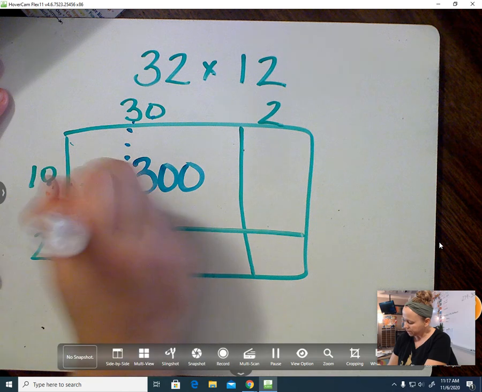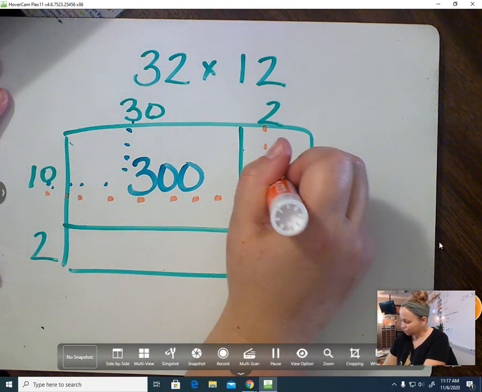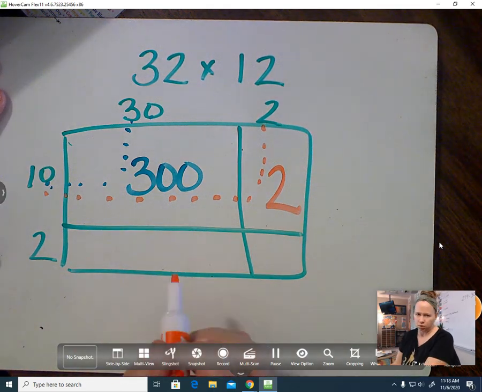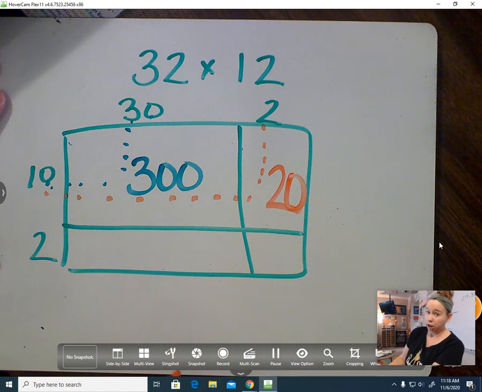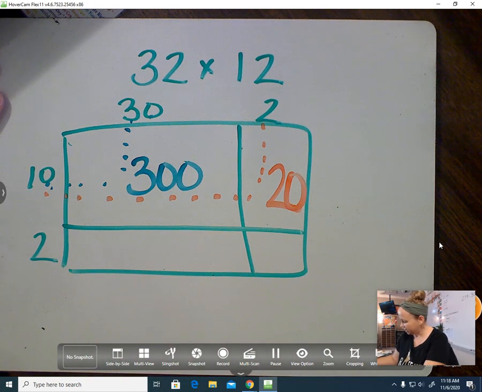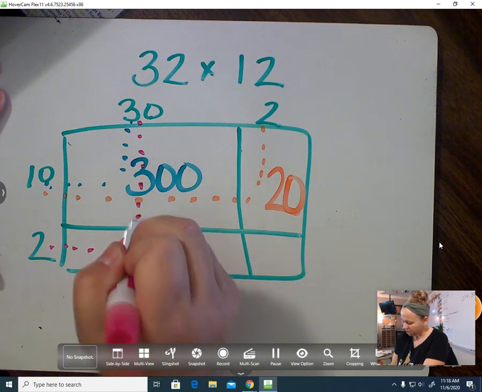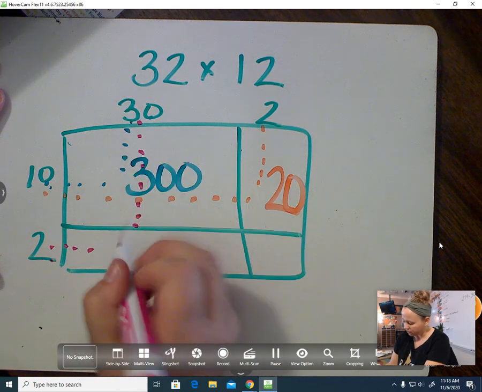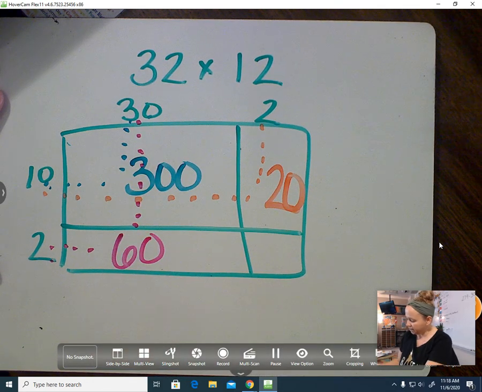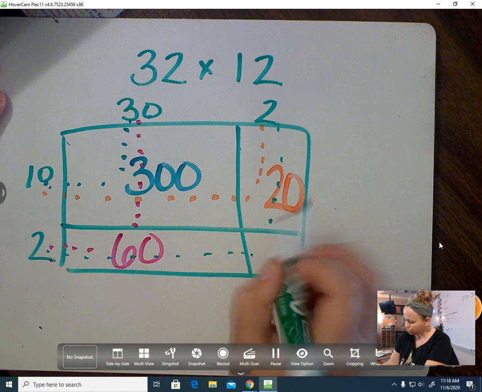Let's do this one. 10 times 2, meet in the middle, is 20. Do you have that so far? 302? Oh, whoa. 320? Yikes. Okay, how about this one? Let's see, I need pink. 2 times 30, meet in the middle. 2 times 3 is 6, and I need 1 placeholder 0. And then this last one, meet in the middle. 2 times 2 is 4.